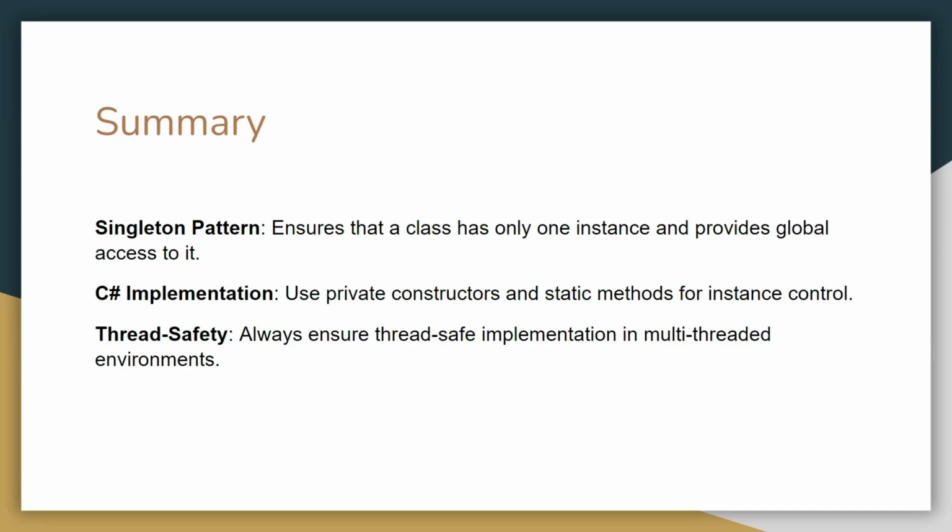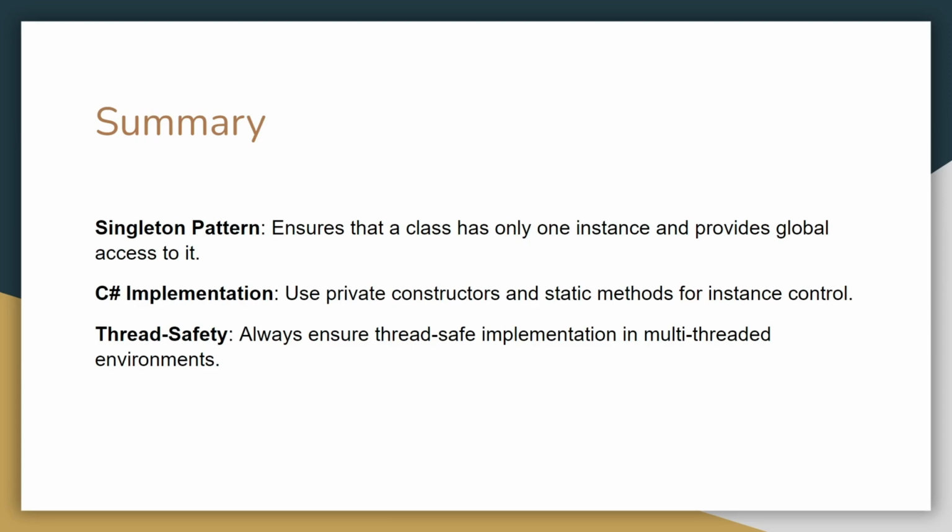At this final stage, we will summarize whatever we have learned in this video. First of all, the singleton pattern. As per definition, it ensures that a class has only one instance and provides global access to it, which means in any application, a singleton class can have only one instance, and that one instance will be accessible throughout the application. Next, we have the C# implementation.